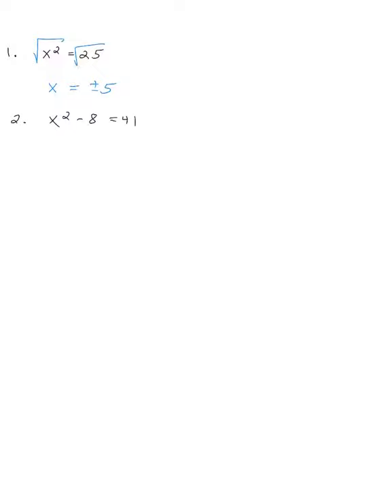Before we can take the square root, we have to get the x squared by itself, so I'll simply add 8 to both sides of this equation. We get x squared is equal to 49. Now when we take the square root of both sides, we get that x is equal to plus or minus 7.